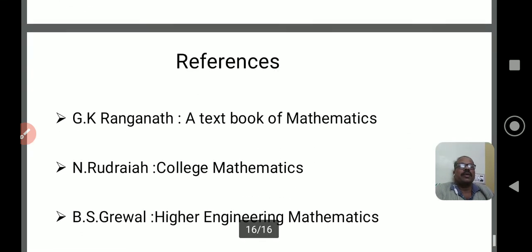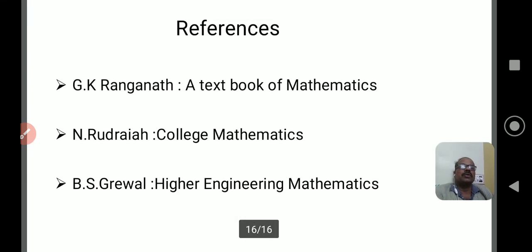Okay, these are the reference books. For extra examples you can refer to these. Okay, we will meet in the next session.